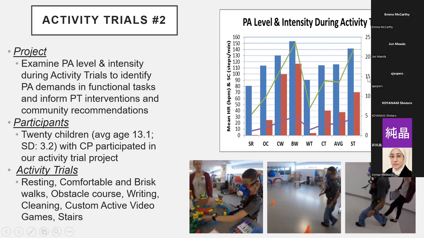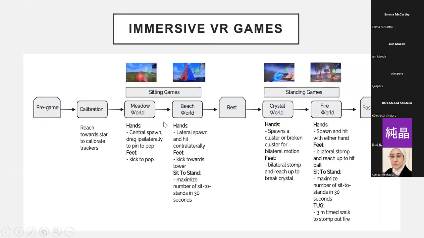On the right, the Y axis on the right is the METs in O2, and the Y axis on the left is heart rate and step counts. It's a little bit busy, but you can see the trends in our activity protocols. So that led us to then say, well, the newest technology is immersive VR games.